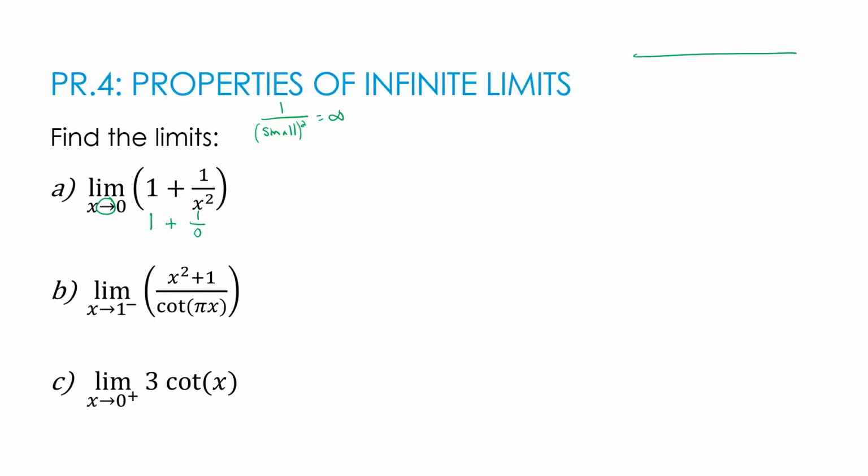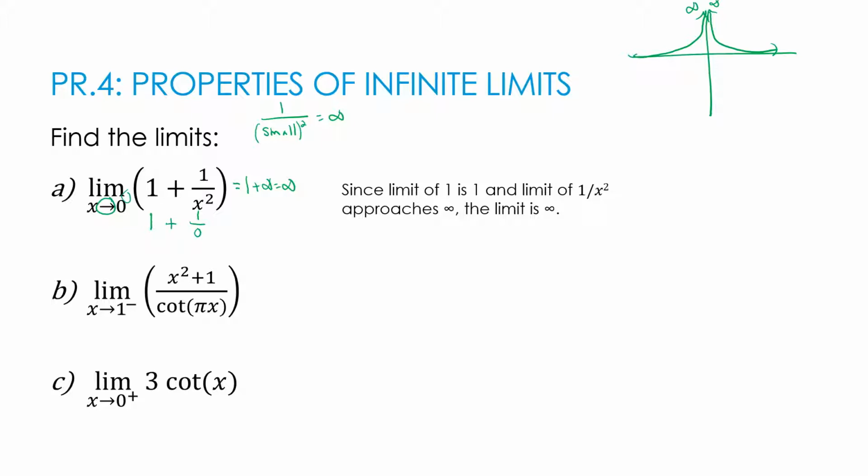Again, you can also graph that and take a look at what 1 over x squared looks like, and we can see that it's going to approach infinity from the left or from the right, which is why this is not a one-sided limit, it's just 0. And essentially then what I'm doing is taking 1 plus infinity, which our limit properties say that's infinity.